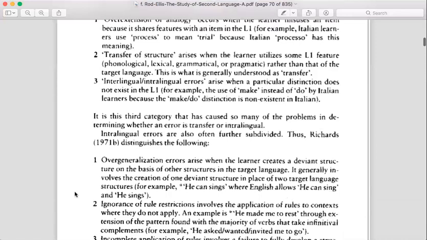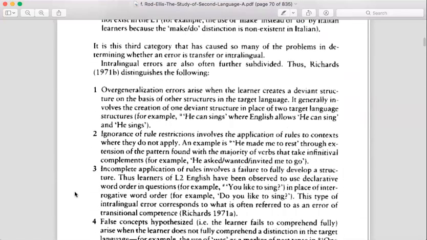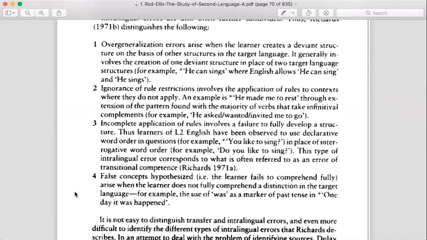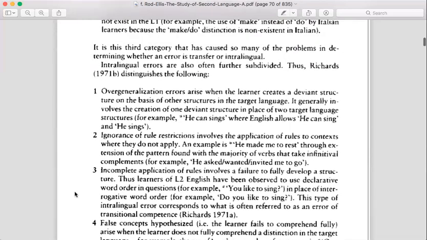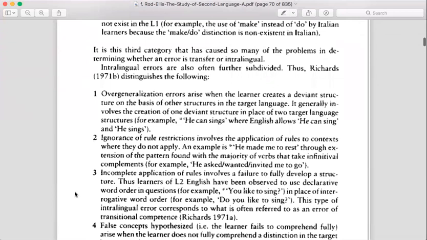Now, intralingual errors are further divided, and this is given by Richards, 1971. Overgeneralization, ignorance of rule restrictions, then incomplete application of rules, and then false concepts hypothesized. We have just done this, okay, while we were doing the psycholinguistic errors, and we have talked about it while we were dealing with interference errors and developmental intralingual errors. Anyway, these are some of the categories of intralingual errors given by Richards.